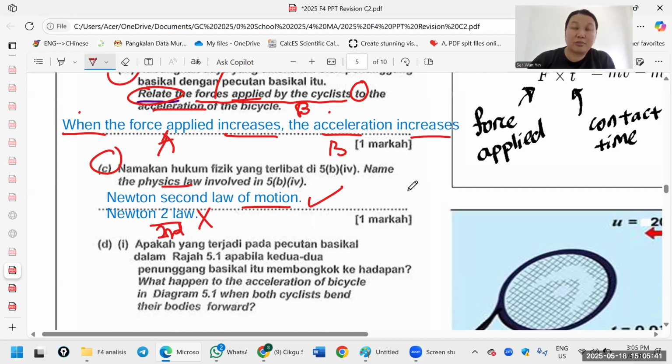Newton's first, second, third law of motion, and Newton's universal law of gravitational force.